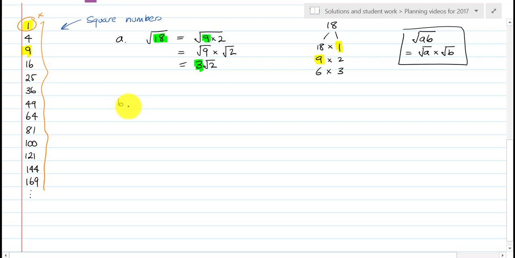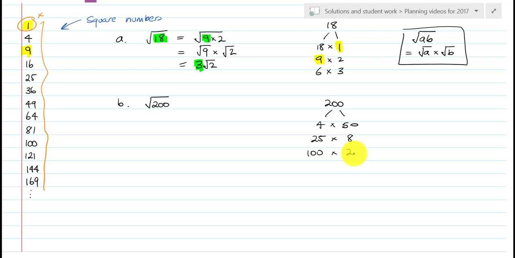B. Square root 200. Now, 200 has three square factors. First of all, it can be written as 4 times 50, or it can be written down as 25 times 8, or it can be written down as 100 times 2. And this will happen. You'll often get situations where there's more than one square factor. If you notice more than one square factor, go for the largest. Always get the largest one out as the common factor and reduce it as quick as you possibly can.